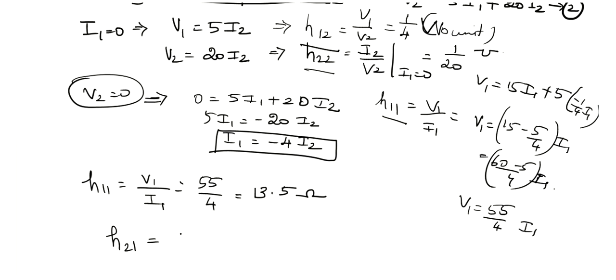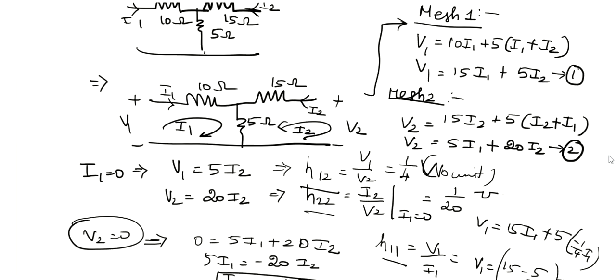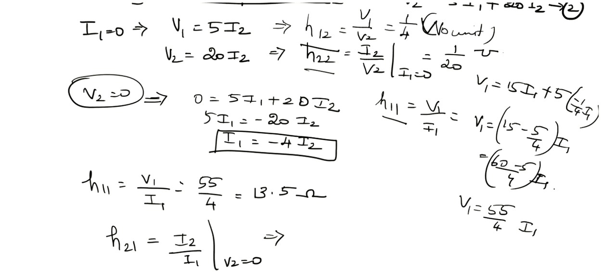H21 will be equal to, what is the equation, do you remember? I2 by I1 by making V2 equal to 0. So how can you get I2 by I1 by making V2 equal to 0? Make sure that you don't use the previous equation, because the previous equation was obtained by making I1 equal to 0. Now V2 equal to 0 gives I1 equal to minus 4 I2.